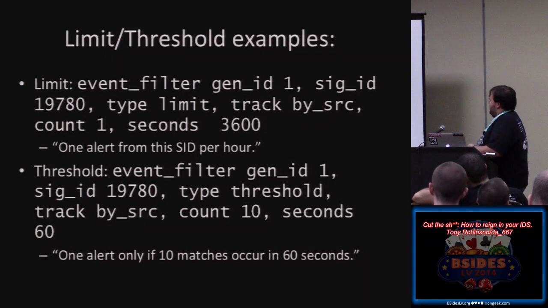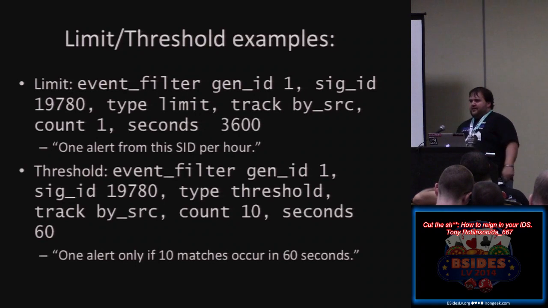So we have here for our logmein.com rule, we say that we want that particular generator ID, that Snort signature. We're telling Snort that this is a limit and that we want to track it by the source IP address that generated it. We only want to see one event every 3,600 seconds, so that's one event per hour. That's enough to let me know that this activity is going on and it's not filling up the console, filling up the SIM with extra worthless alerts.